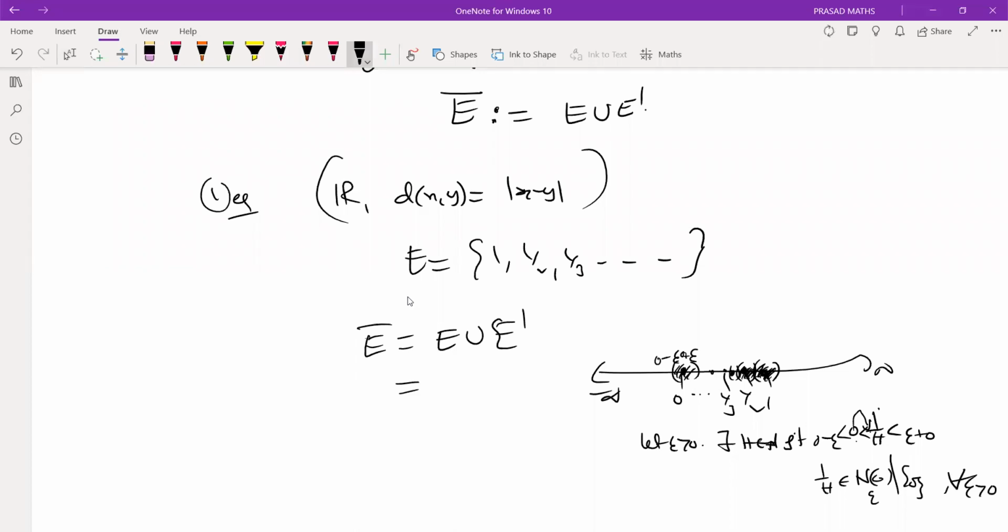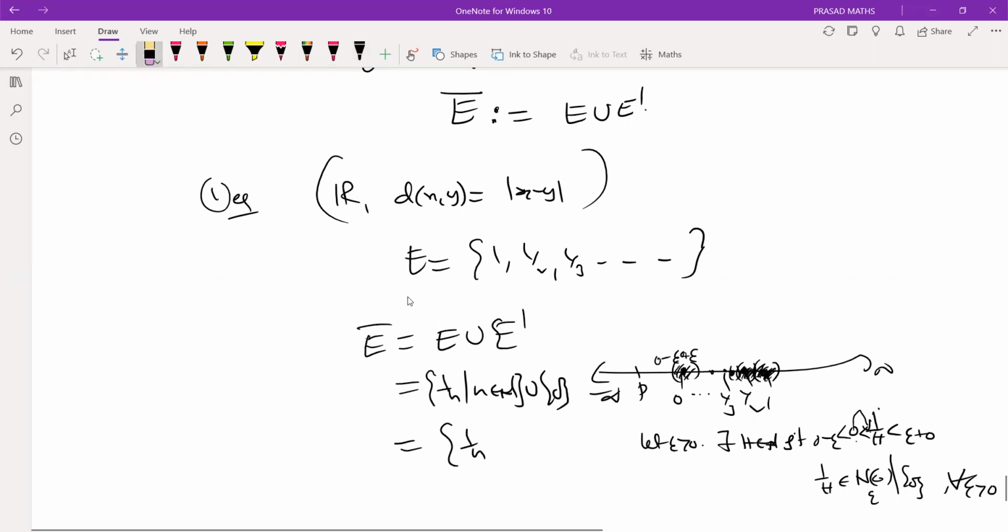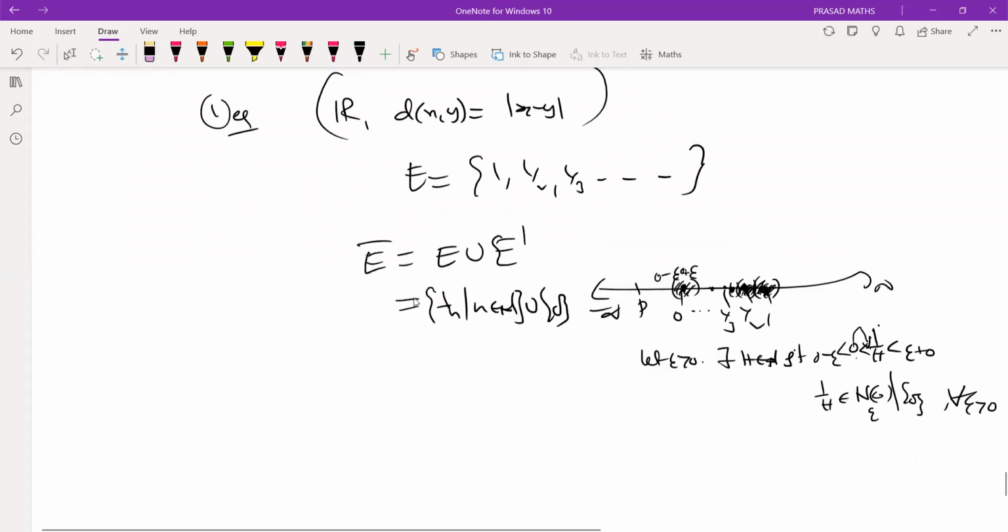So 0 is the only limit point, because the points which are to the left side of 0 cannot be limit points. Therefore, E is 1 by n like this. What is E prime? Singleton 0. Therefore, keep E as it is. So this is my closure. Closure is nothing but what? 1 by n union 0. This is my first one.